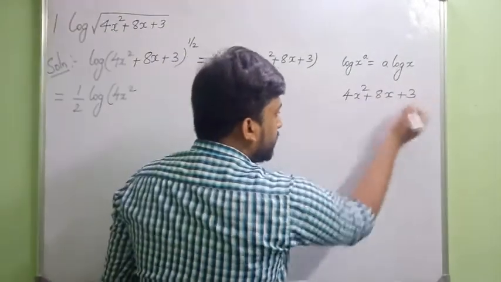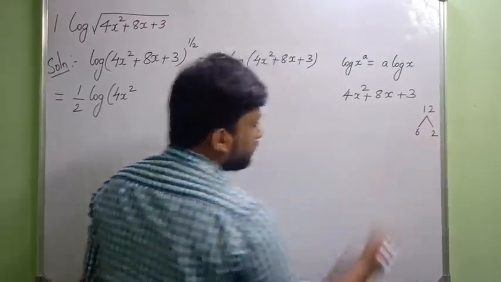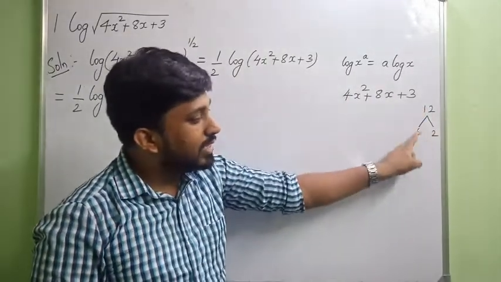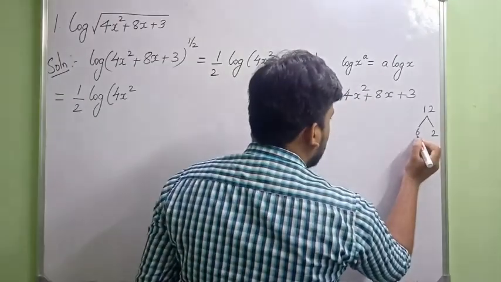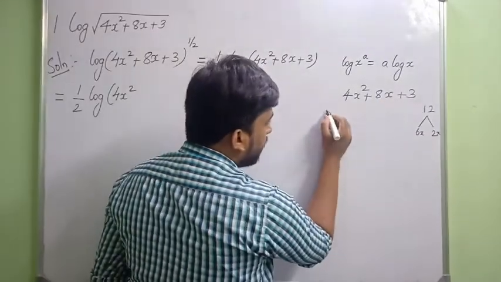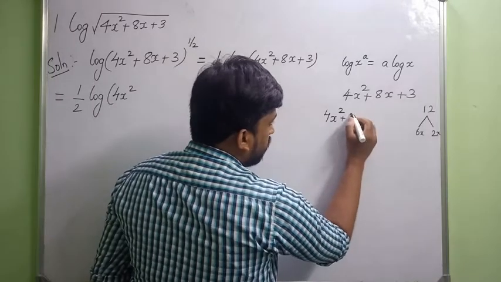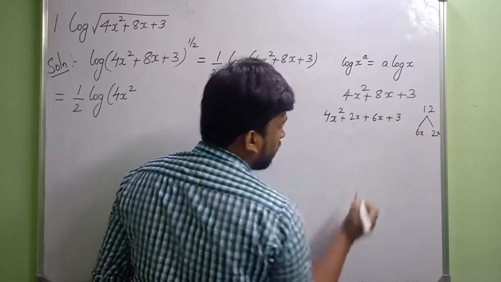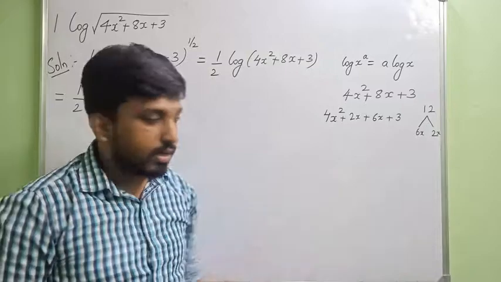4 threes are 12. For 12, it is 6 twos are 12. So 4 into 3 will be getting 12. It is 6 twos are 12, 6 plus 2 is 8. I will be getting this. So what I am going to do, I will be substituting 6x and 2x in the place of 8x. So what I will be getting, that is 4x² + 2x + 6x + 3. Okay, so now I have substituted 6x and 2x in the place of 8x.